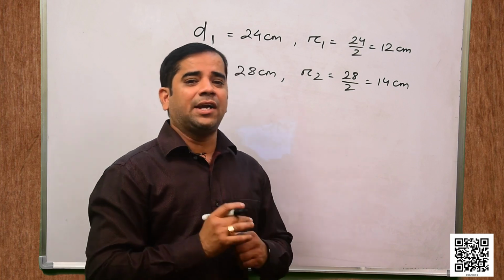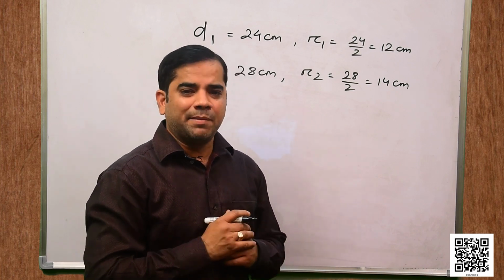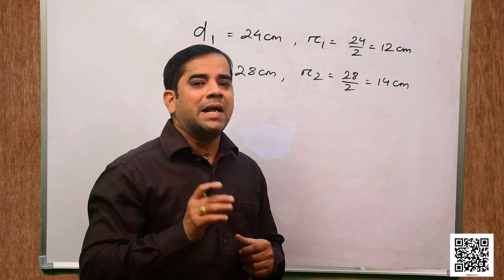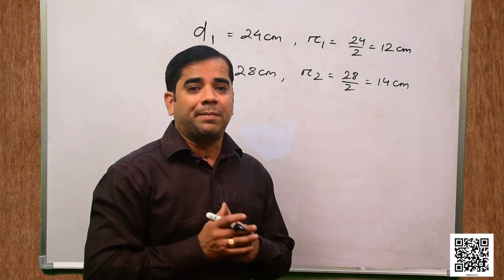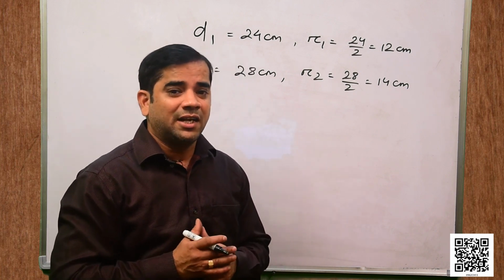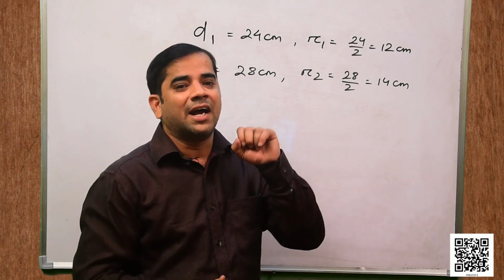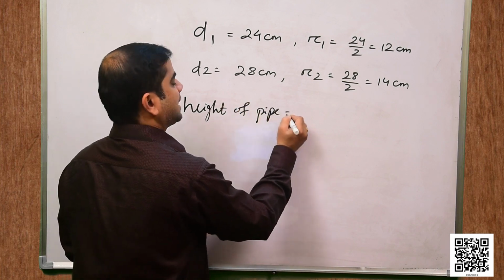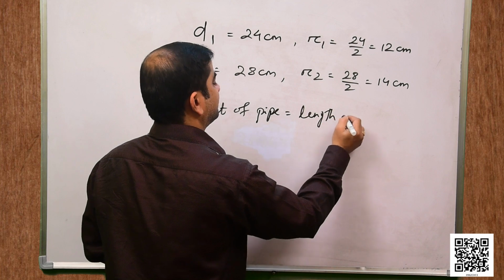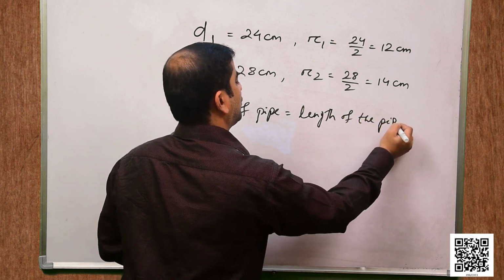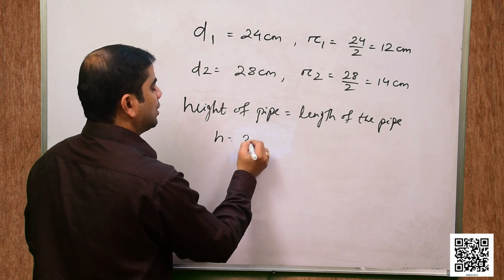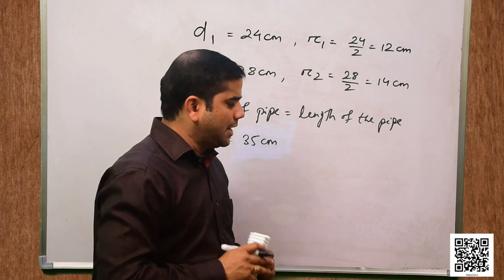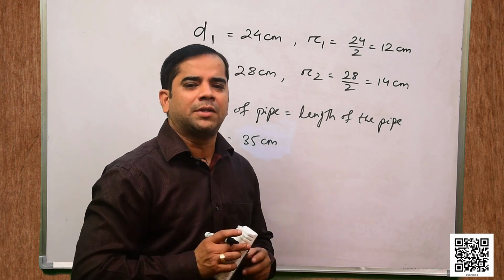Now, height of the pipe is given as 35 centimeter. Why height is 35 centimeter? Because height is not mentioned in the question, but the length of the pipe is mentioned, and we have already discussed the length of a cylinder is nothing but its height. Height of pipe is nothing but the length of the pipe. So, h is equal to 35 centimeter because length of pipe is given as 35 centimeter. Now, let us find out the volume of the pipe.